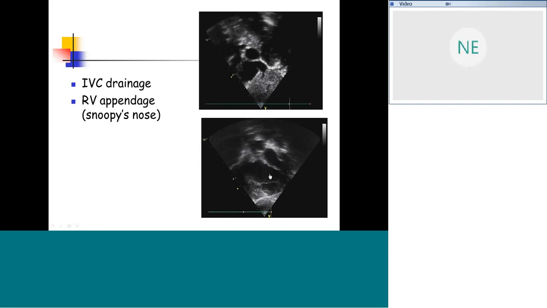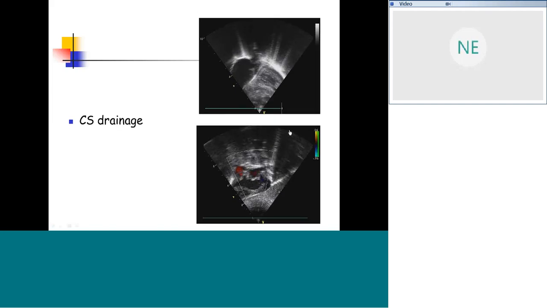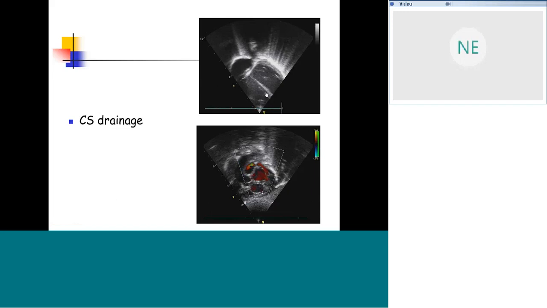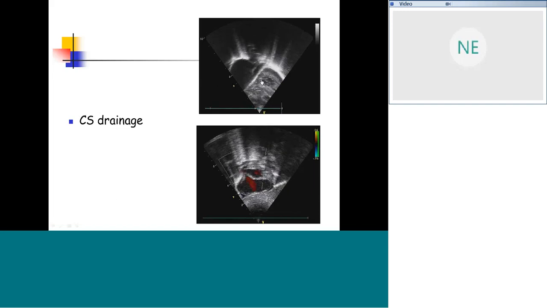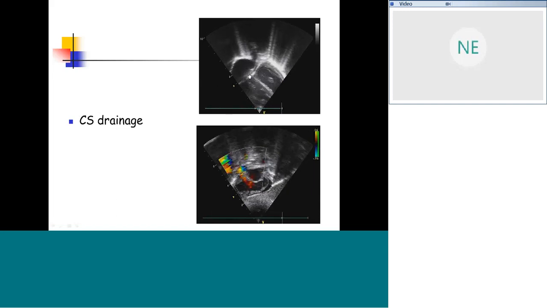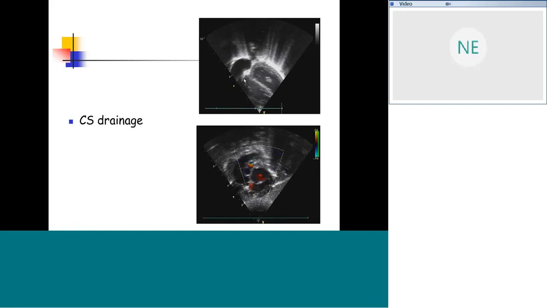The last thing for the right atrium is the coronary sinus. Now as you can see here in the first figure, as you tilt posteriorly in the four chamber view, you see the coronary sinus which runs into the floor of the left atrium.